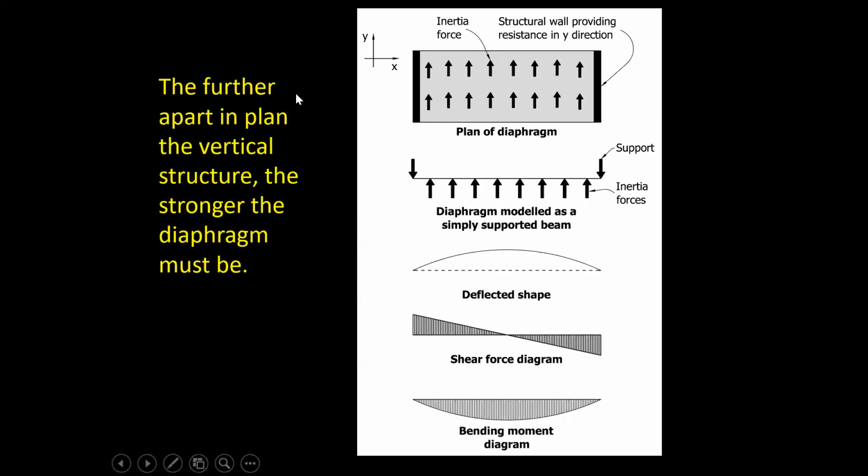And so what you have to realize is that the further apart in plan the vertical structure, the stronger the diaphragm must be. And normally your floor slabs are strong enough to act as horizontal diaphragms.